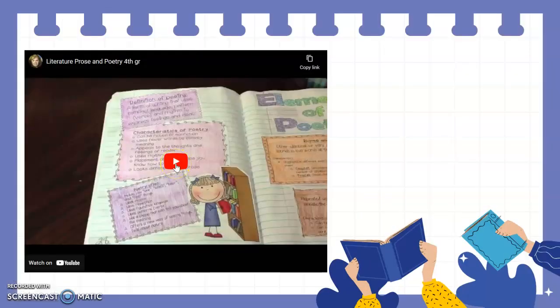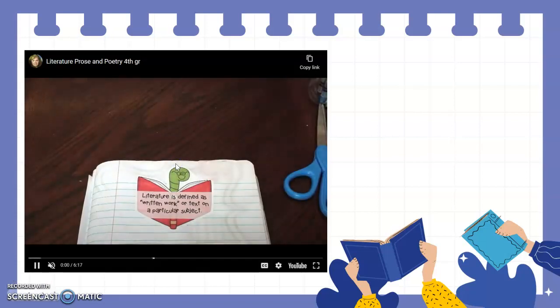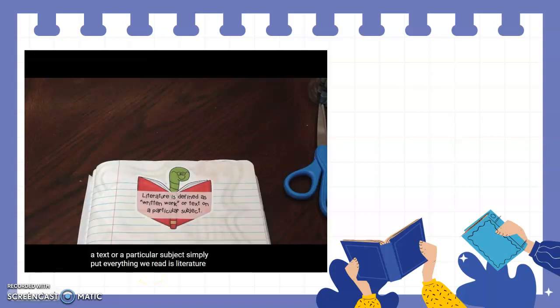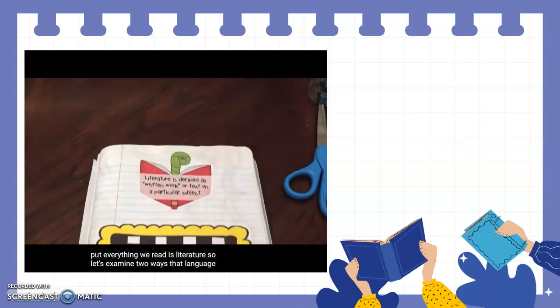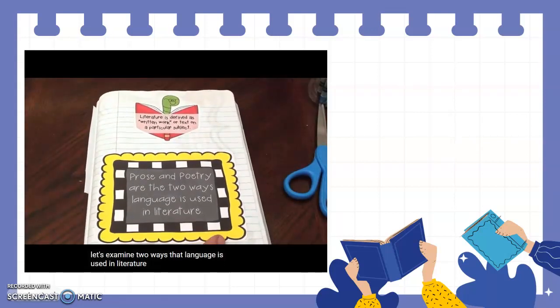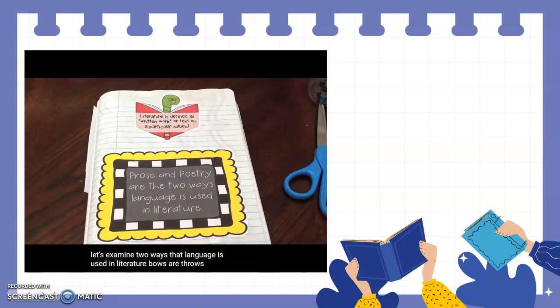Let's watch a movie together. Literature is defined as written work or text in a particular subject. Simply put, everything we read is literature. So, let's examine two ways that language is used in literature.